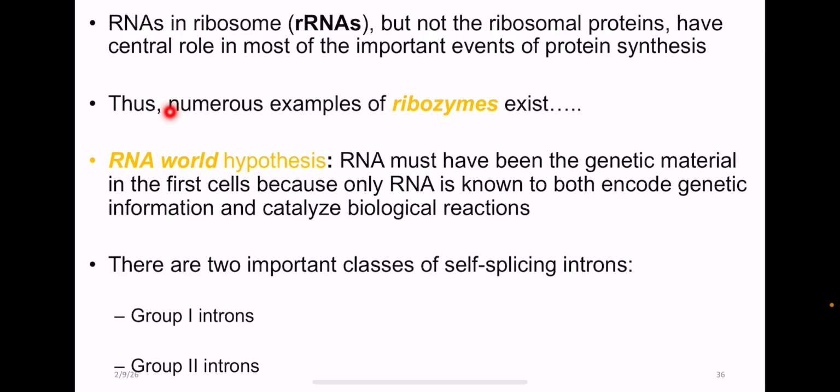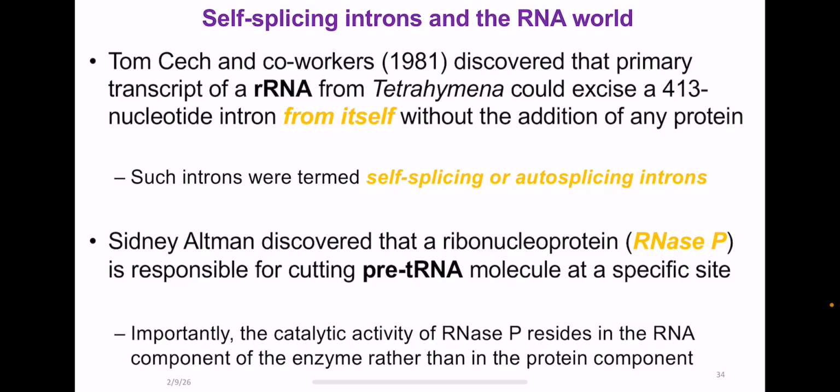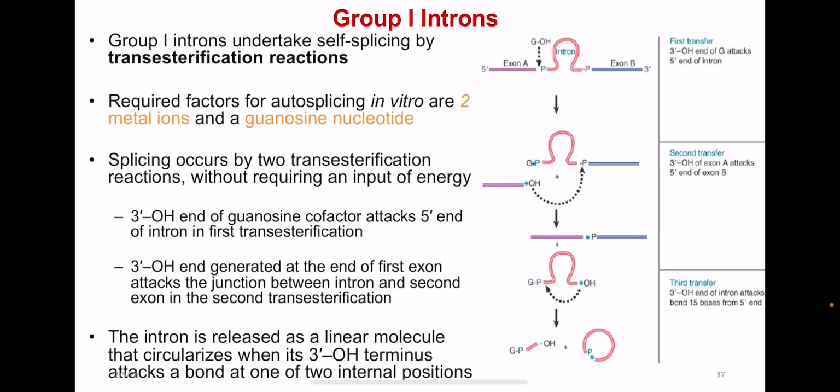So this led to the word ribozymes, that there are RNAs that can act as enzymes and genetic materials at the same time. So what our focus is actually on are self-splicing introns or auto-splicing introns. Within this we have two types of self-splicing introns: the group 1 introns and the group 2 introns. So let's talk about group 1 introns.